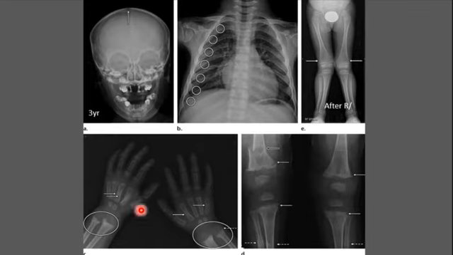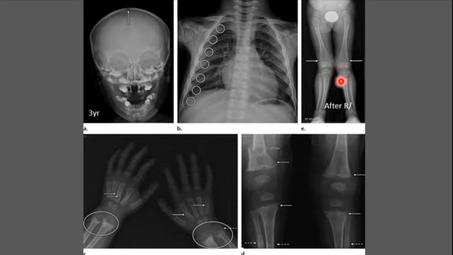In this one, there is cupping and fraying of the metaphysis. It's easily seen here. There is a fracture because, as we said, it is neglected, and also incidental fractures are seen because bone is liable to fracture.